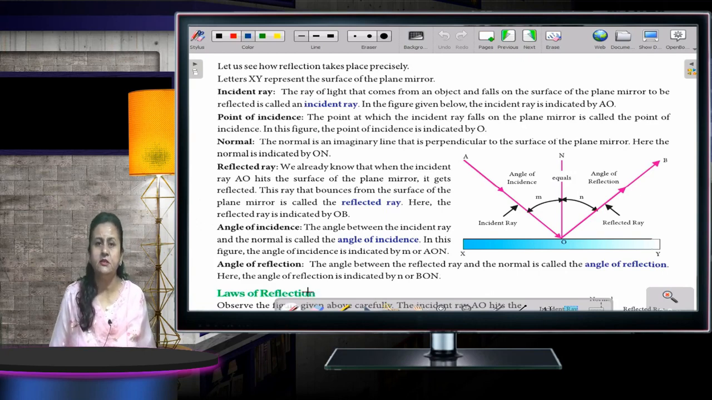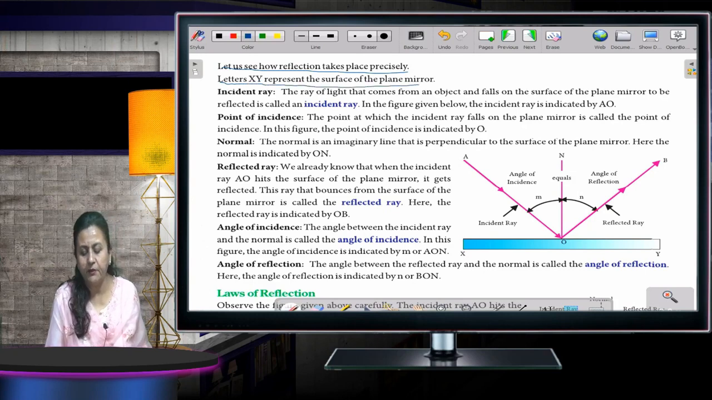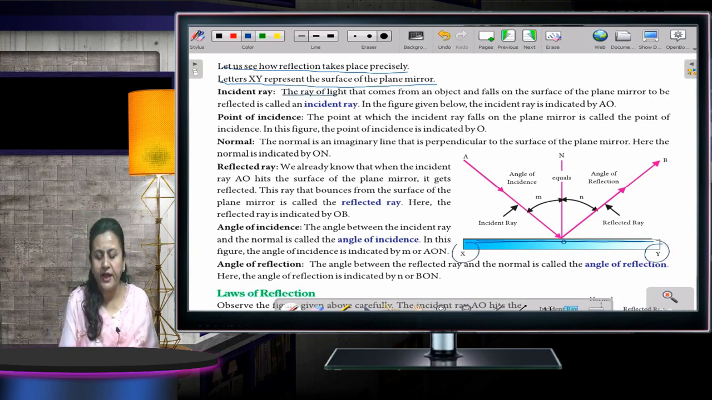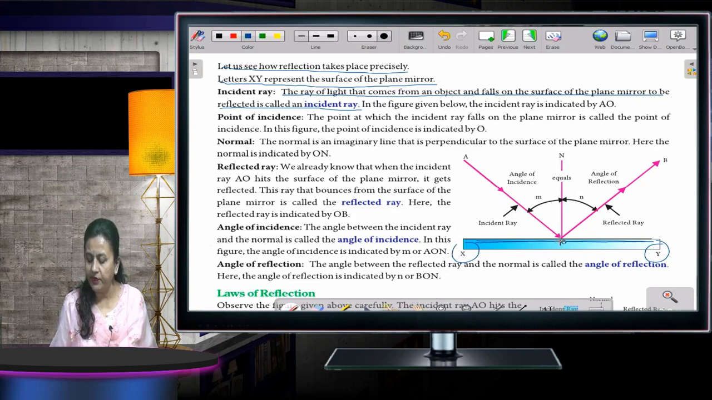I'm going to read out. Please listen. Let us see how reflection takes place. Let XY represent the surface of the plane mirror. This is the plane mirror, and X and Y are representing the surface of the plane mirror. The ray of light that comes from an object and falls on the surface of the plane mirror to be reflected is called the incident ray. You can see the plane mirror is there and the source of light is coming. This is the incident ray, and the light which is reflected back, bouncing back, is called the reflected ray. In the figure given below, the incident ray is indicated by AO.